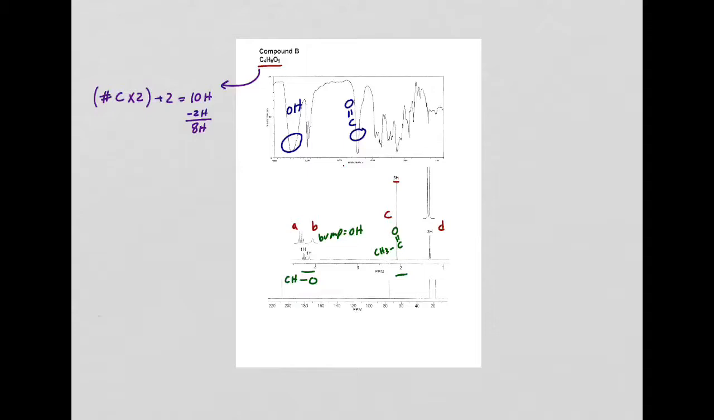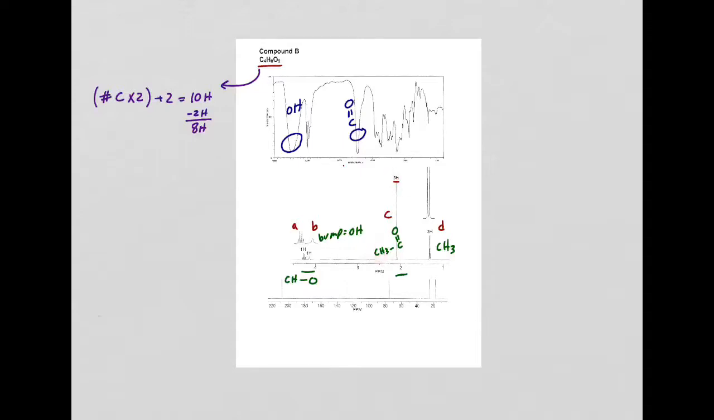This one right here, what do I have here? I have a CH3. That's all I can really say right now. How do I know I have a CH3? Because the integration is 3. So, integration is 3, I have a CH3. That sounds good. Over here, integration is also 3.